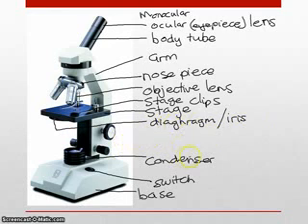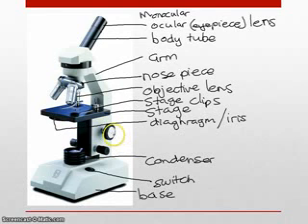The diaphragm and the condenser together allow you to control the amount of light that is coming through. There's a little hole in the stage here, and they allow you to control how much light is going to come through there. The more light, sometimes the more difficult it is to see. It depends on the thickness of the slide that you're working with.